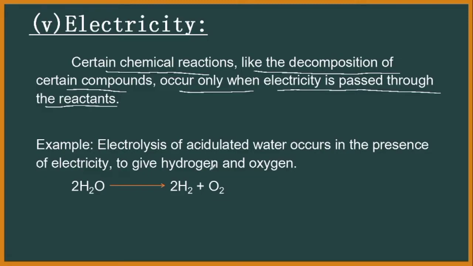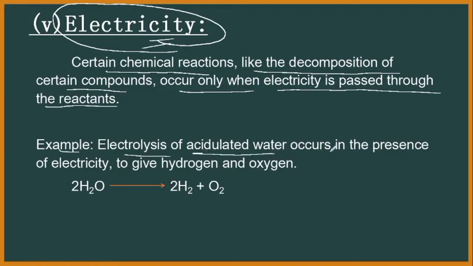So how does it happen? That is because of the electricity. That means these reactions take place in the presence of electricity. For example, electrolysis of acidulated water occurs in the presence of electricity to give hydrogen and oxygen. Now I will tell you the meaning of acidulated water. What do you mean by acidulated water?